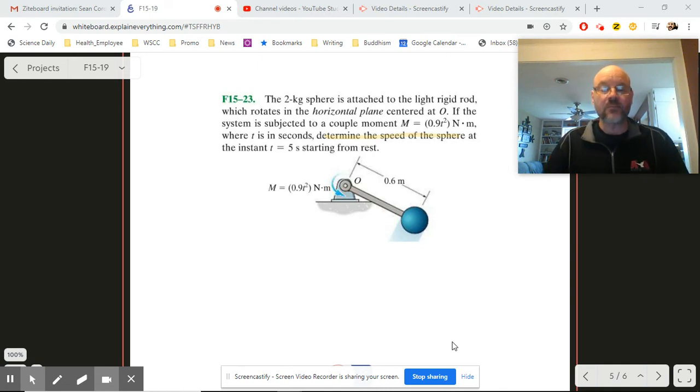It tells us a 2 kilogram sphere, but it doesn't tell us anything about how big the sphere is. So that means we're forced to assume that the sphere is basically a point mass going round and round and round.